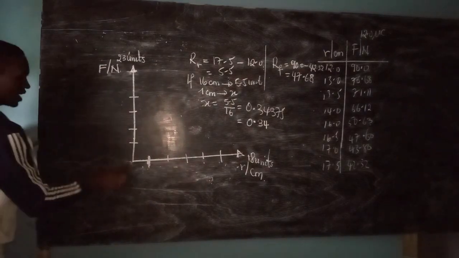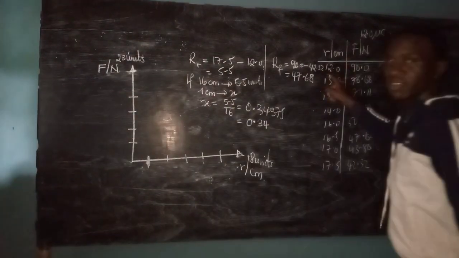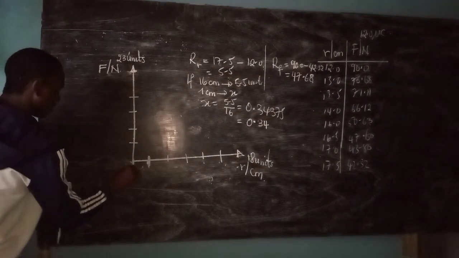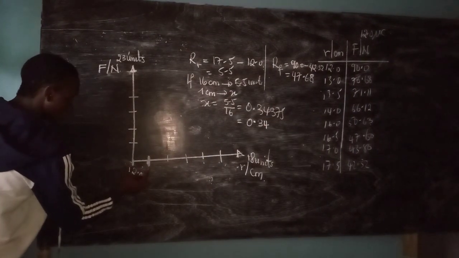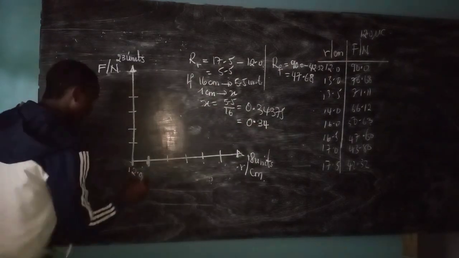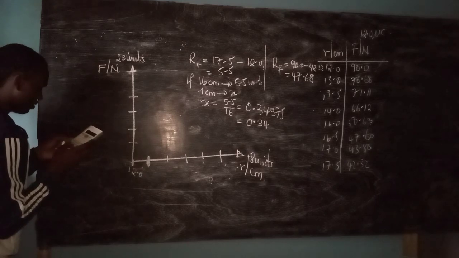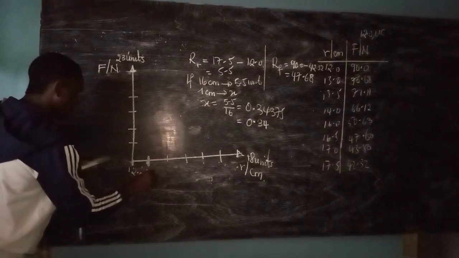So my graph, look at it. The lowest value started from 12, so my graph will not begin at the origin. So the first value here, I'm going to put 12 there, 12.0. Since each of these lines is 0.34, I will now come here and add 12 plus 0.34. What do I have? So 12 plus 0.34, I'm going to have 12.34.